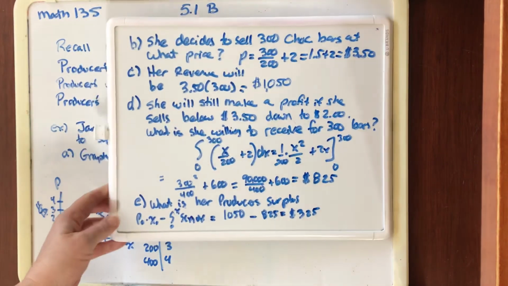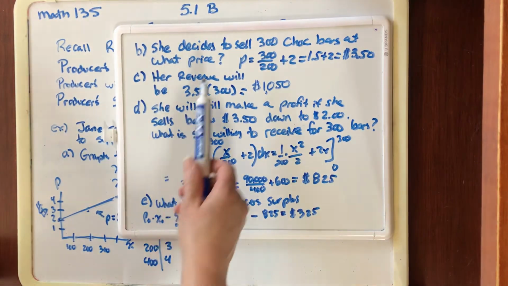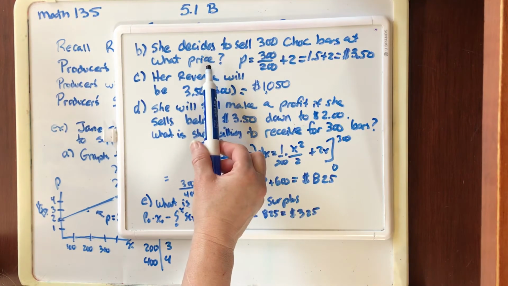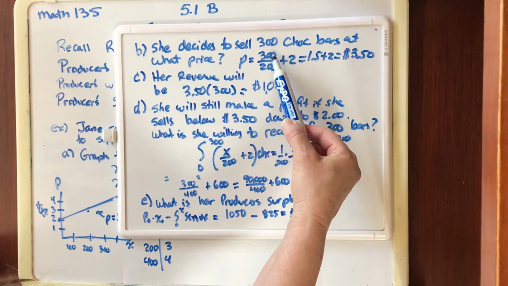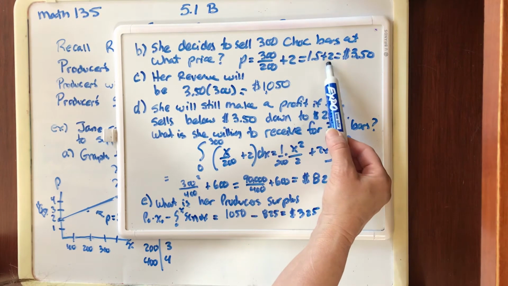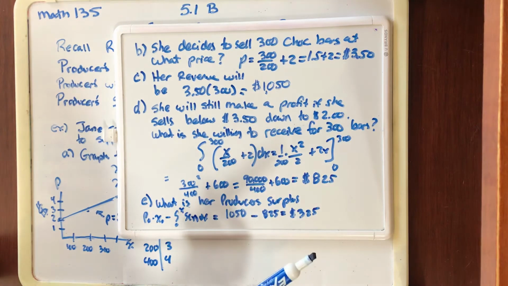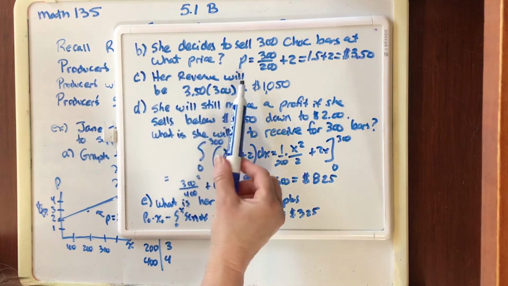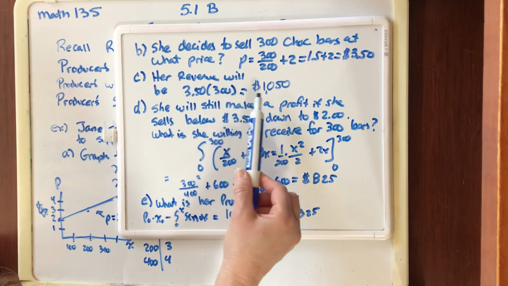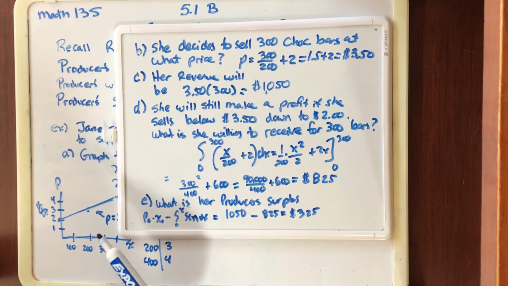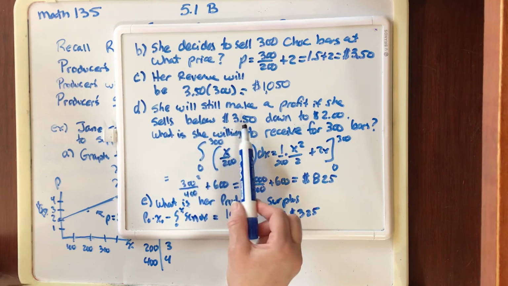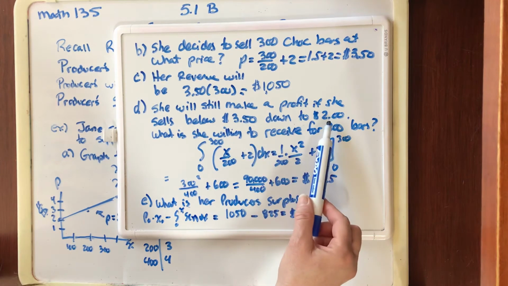Here we go. She decides to sell 300 chocolate bars at what price? So we're going to put 300 in. 300 divided by 200 is 1.5. And we're going to add that to 2, which is $3.50. Her revenue will be, so we take the price times how many, which is 300, and that's $1,050. She will still make a profit if she sells below $3.50 down to $2.